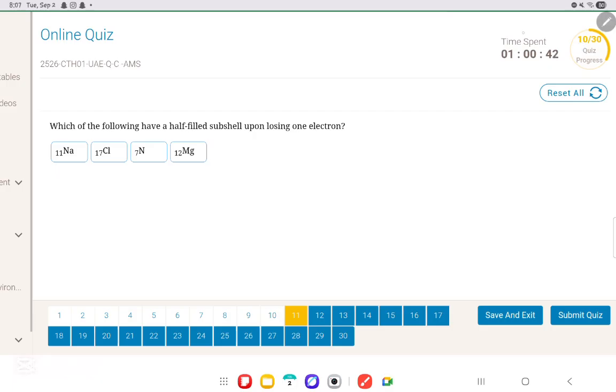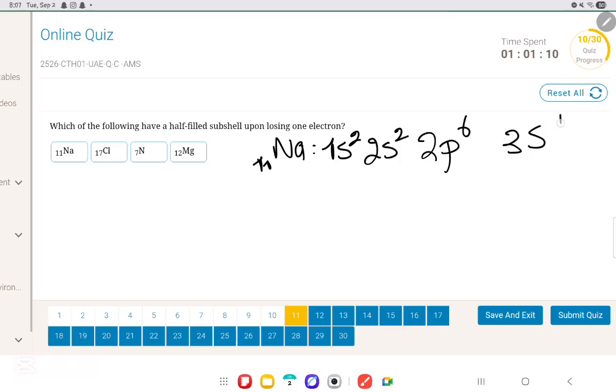So here again, this will rely on you guys doing the SPDF method. So let's start first of all with Na11. It's going to be 1s2, 2s2, 2p6, and 3s1. But what did they tell us? They told us to have a half-filled subshell upon losing 1 electron. So we will lose 1 electron from each of them. So you will take away this one because you lost 1 electron and you are left with this, right? So this is the configuration of Na+ after losing an electron.